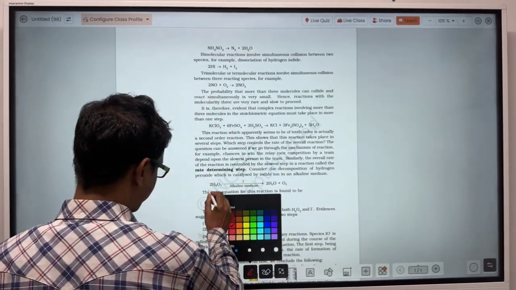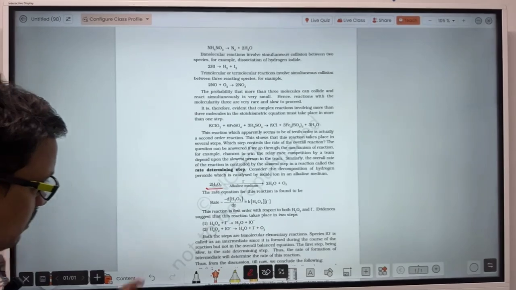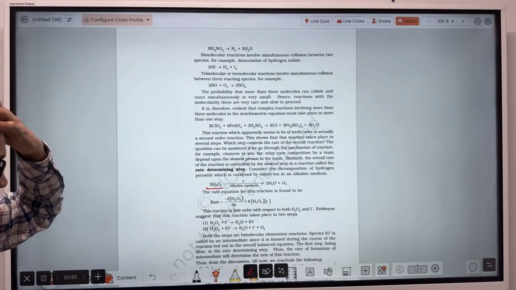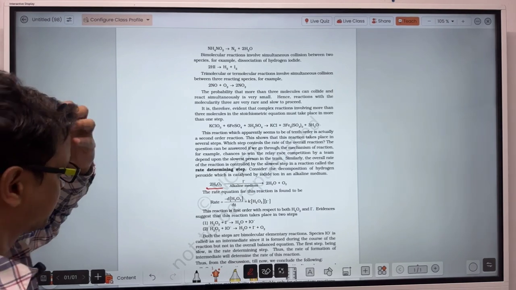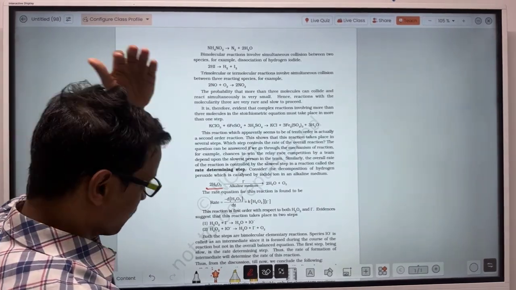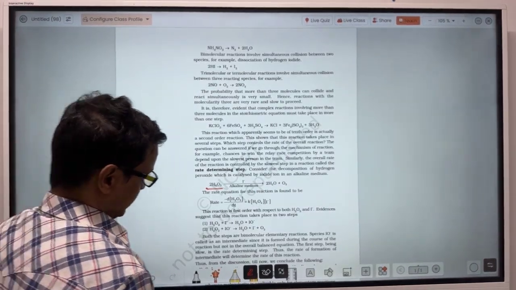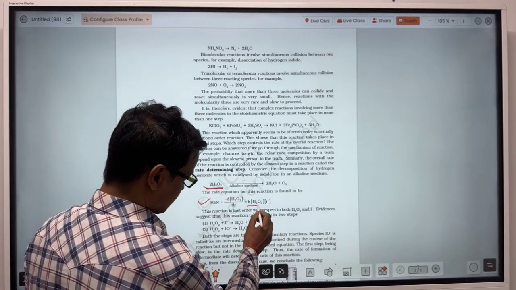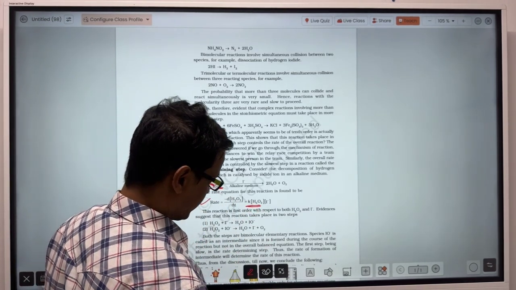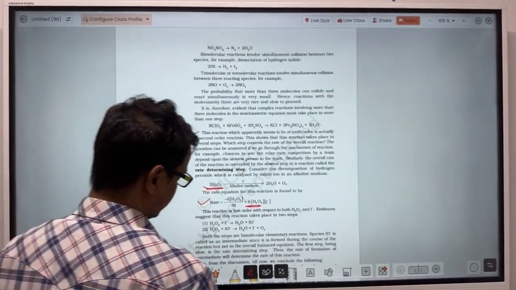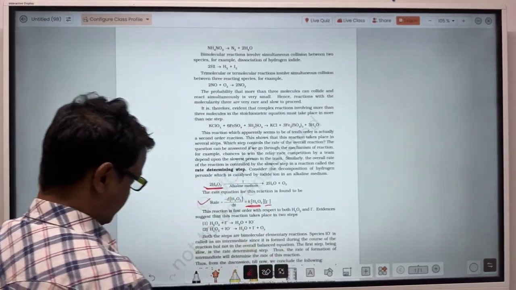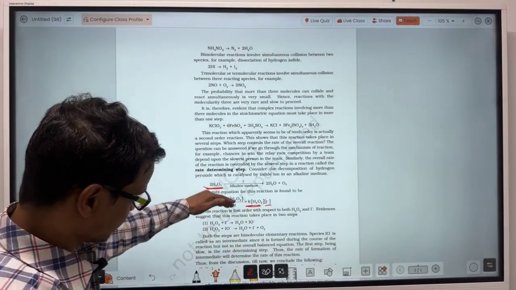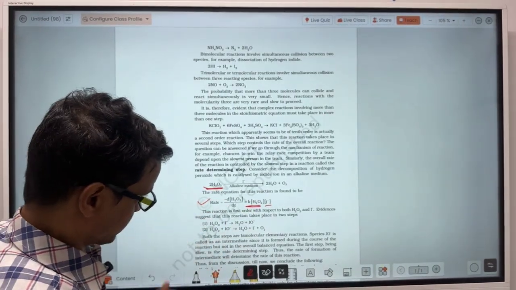Another example of a complex reaction is H2O2 here. You may think that it's a bimolecular reaction, but this reaction is also a complex reaction. Why? It has been observed that the rate of reaction is directly proportional to the concentration of hydrogen peroxide and that of iodide ion. So this reaction is a complex reaction because it takes place in 2 steps.